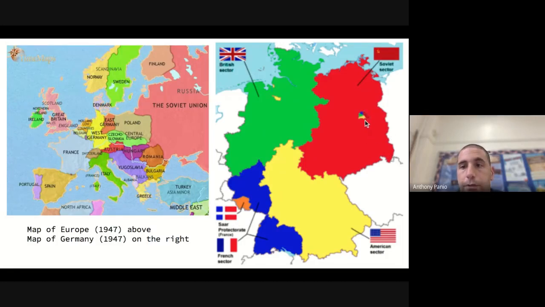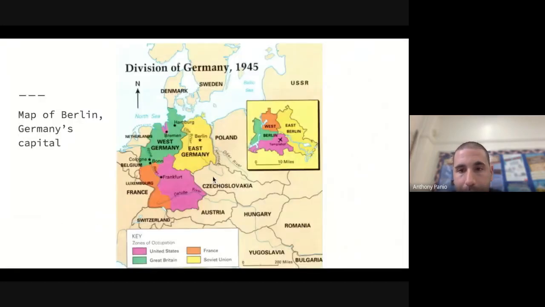in East Germany, you have Berlin, the capital of what used to be Germany. So they decided at the Yalta Conference to basically separate Berlin as well into four different sectors. If we zoom in now to Berlin, you're going to notice it looks very similar. The southern part of Berlin is owned by the United States, the western part of West Berlin by Great Britain, and the northern part by France. East Berlin is going to be owned by the Soviet Union.